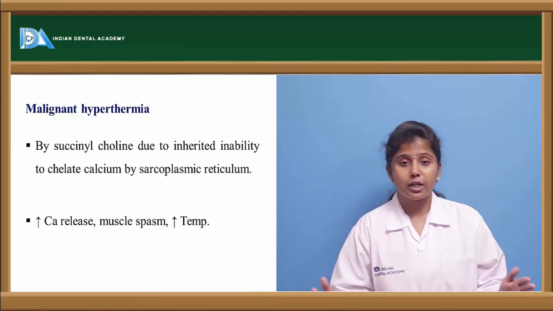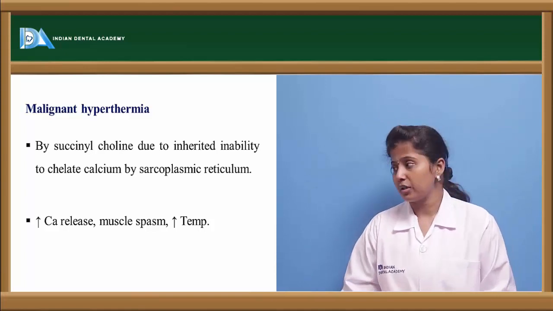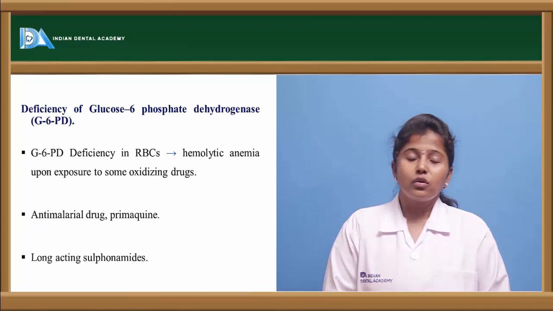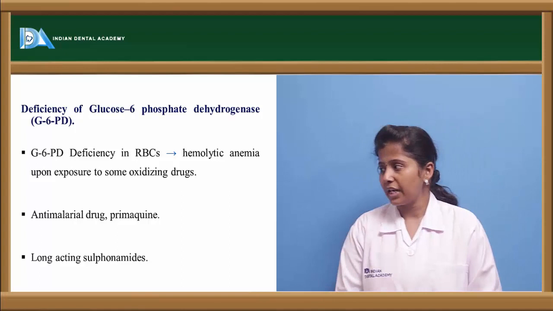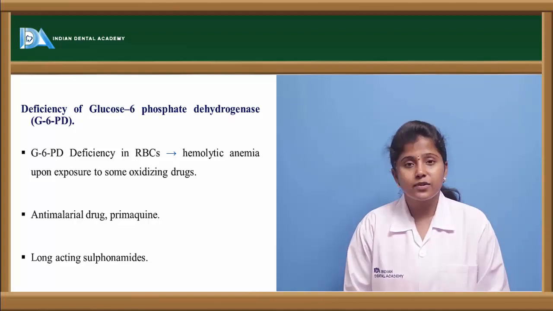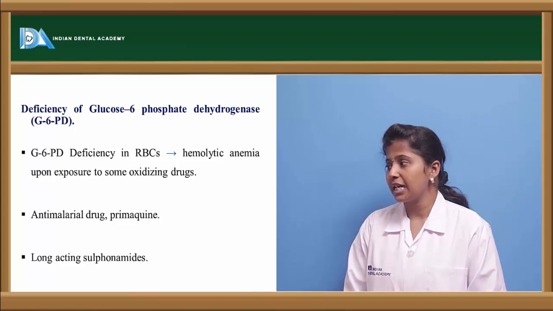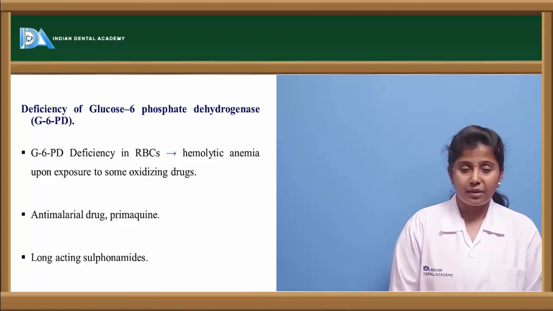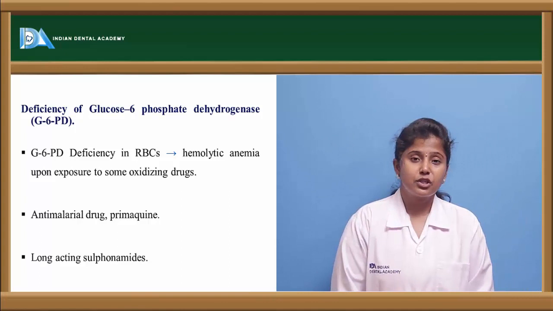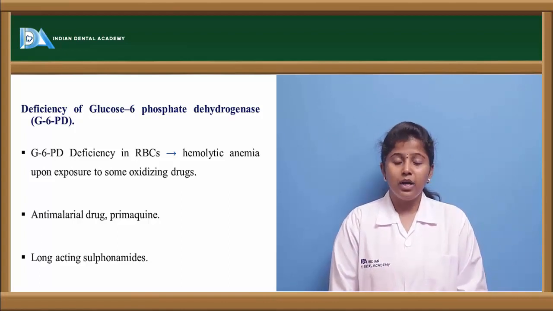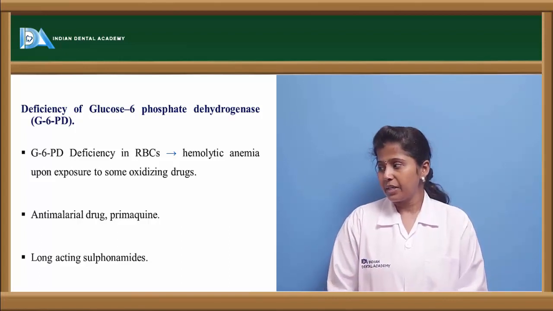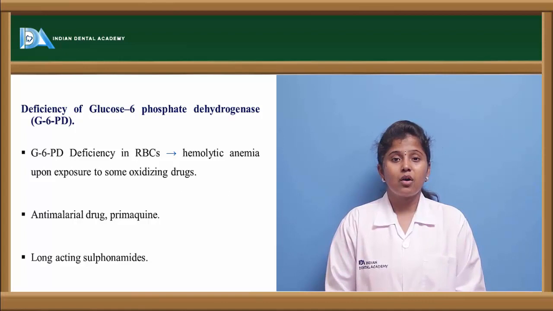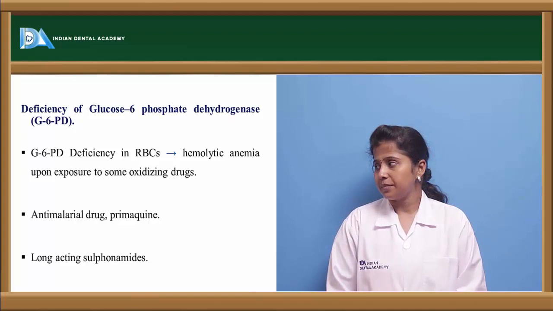Because of the increased contraction, that leads to the increased temperature. The other one is deficiency of the glucose 6 phosphate dehydrogenase enzyme. If this enzyme is deficient, it leads to hemolysis of the RBC. For example, if a person has a deficiency of this enzyme and takes the drug primaquine, that leads to an adverse drug reaction called hemolysis of the RBC. Even the long-acting sulfonamides can also cause hemolysis of RBC in this condition.